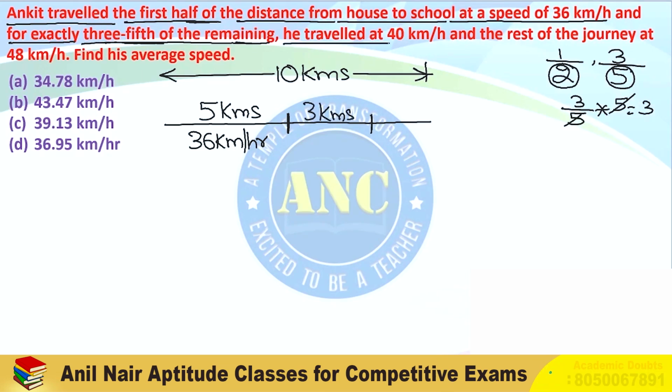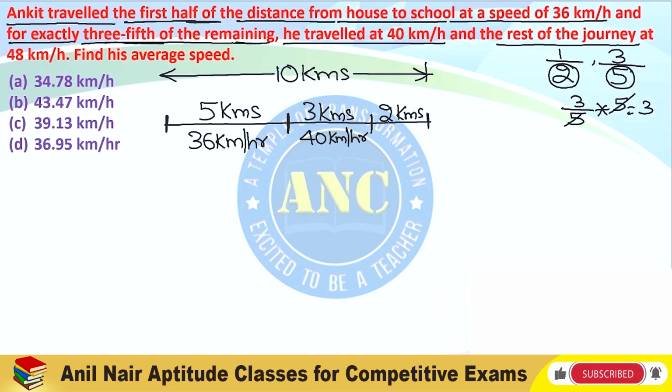That means another 3 kilometers Ankit traveled at the speed of how much? 40 kilometers per hour, right? And the rest of the journey is how much? Another 2 kilometers only to reach his school from home, right? So the rest of 2 kilometers he traveled at 48 kilometers per hour speed. Find the average speed of the entire journey is the question. Exactly same to same question.